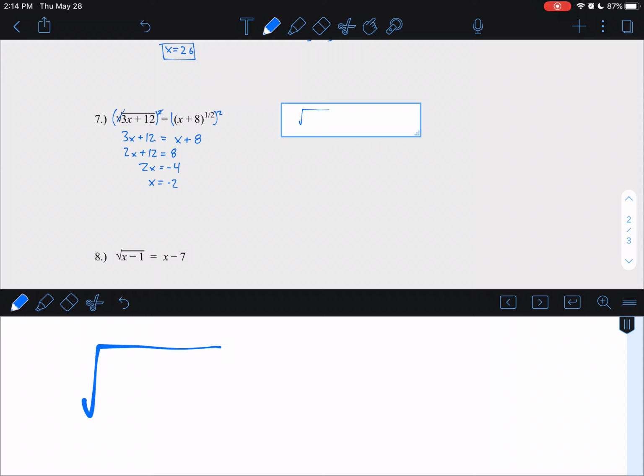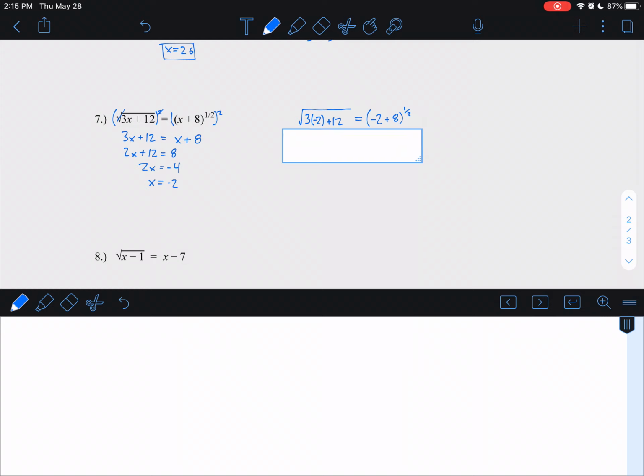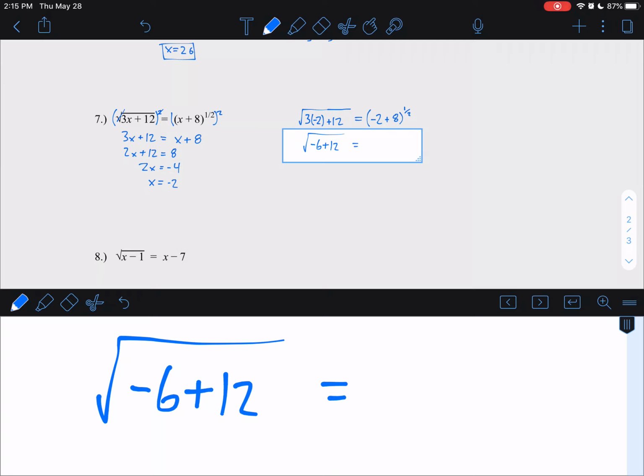So let's see, the square root of 3 times negative 2 plus 12 equals negative 2 plus 8 to the 1/2 power. Okay, so 3 times negative 2 is negative 6. So this is the square root of negative 6 plus 12 equals negative 2 plus 8 is 6, equals 6 to the 1/2 power.